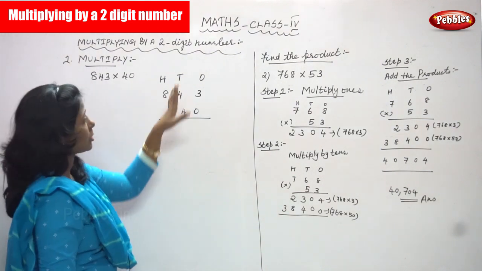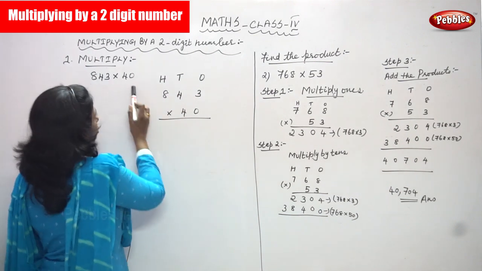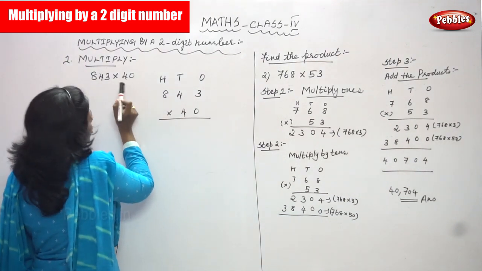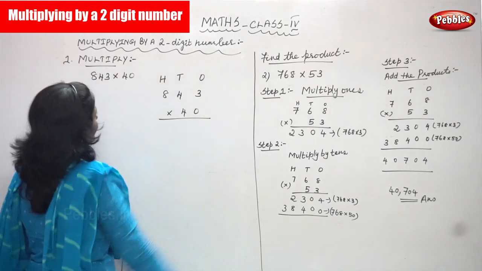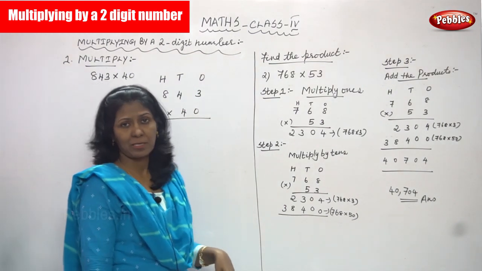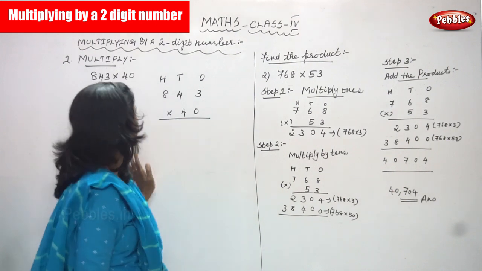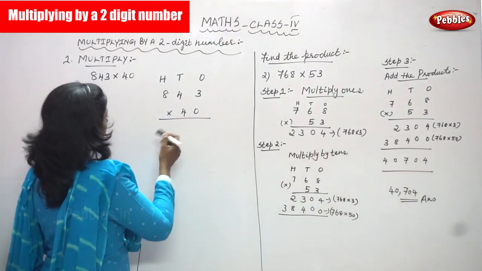So multiplying by a two-digit number. So the 40 is a two-digit number. So 843 is going to multiply by 40. That is what I have written. Multiplying by a two-digit number. Now let's start the problem. Okay, let's solve the problem.